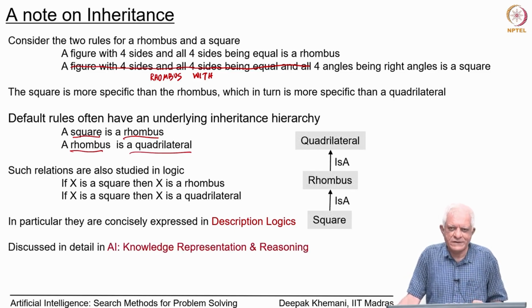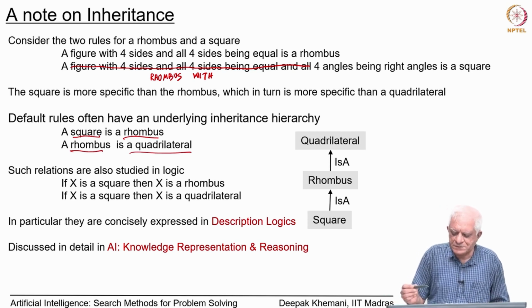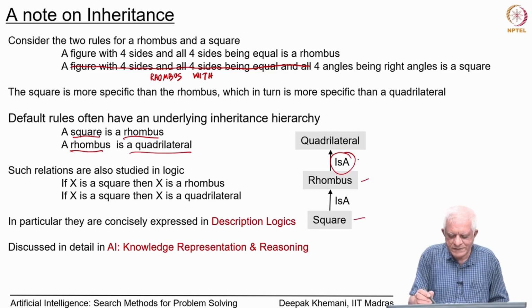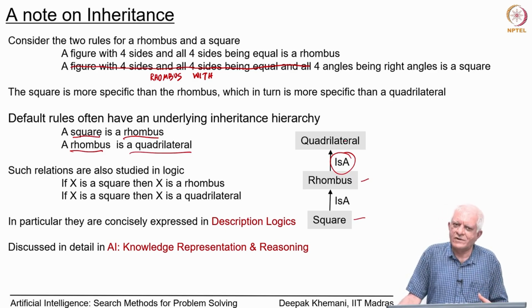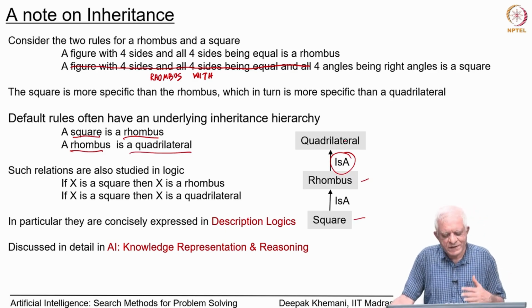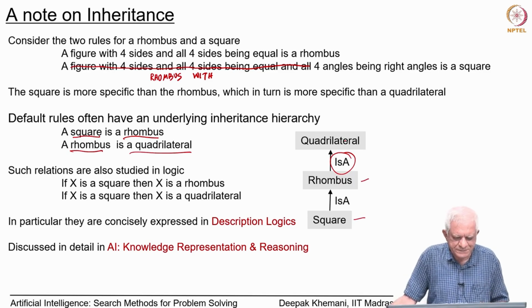We will not have time to do that here, but I will do a little bit of a sales pitch, and if you are interested, you should come to the course which is AI Knowledge Representation and Reasoning, which is offered in the next semester, next offering. There you can talk about relations like a square is a rhombus is a quadrilateral, and so on. You can construct taxonomies and things like that, and these are languages to describe things, languages for noun phrases, and they are called description logics.